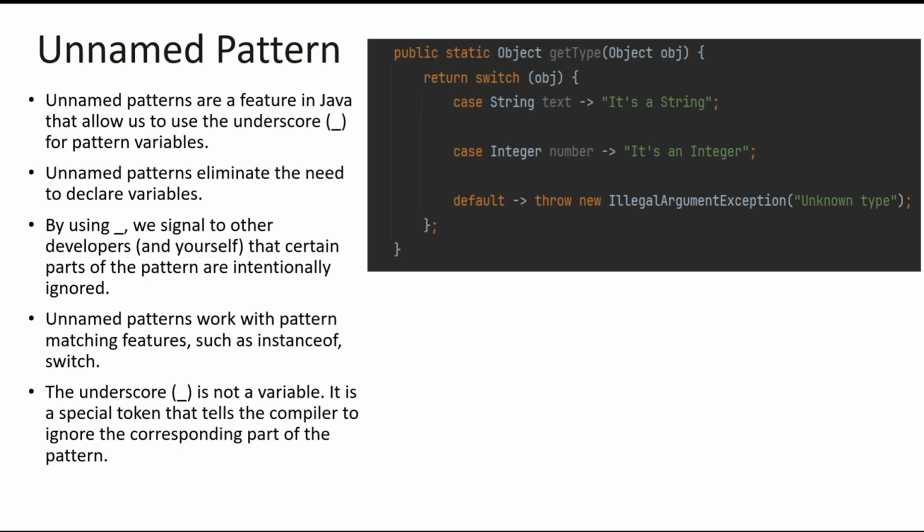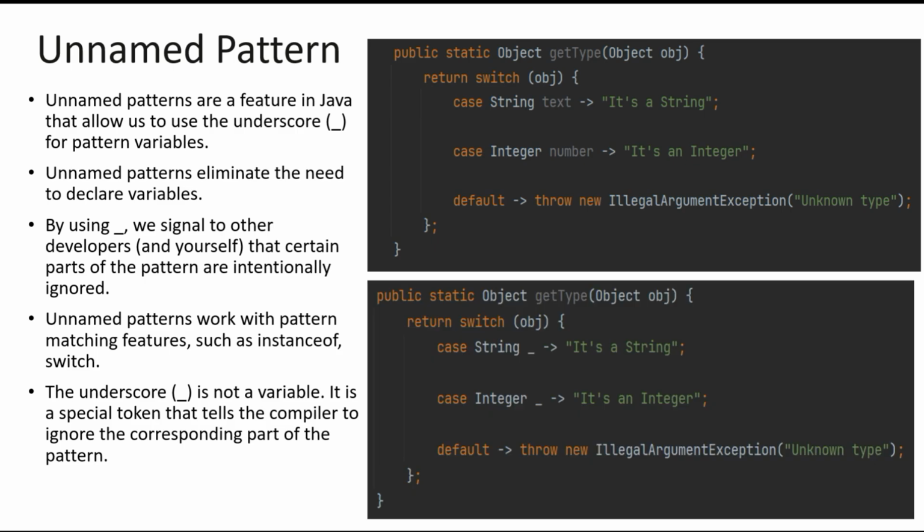In this example, you can see that the variables text and number both are assigned a value of obj, but that value is never used. Here we can use the concept of unnamed patterns. Unnamed patterns allow us to replace pattern variable names with the underscore symbol. Here we can replace pattern variables text and number with the underscore symbol.